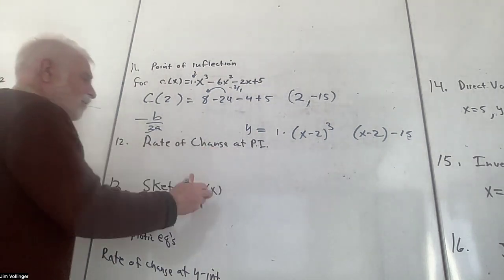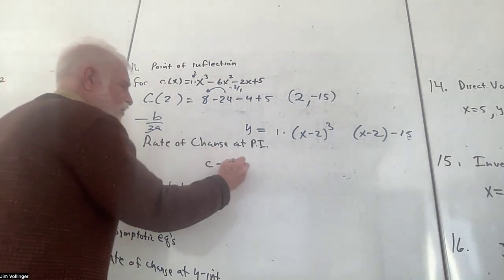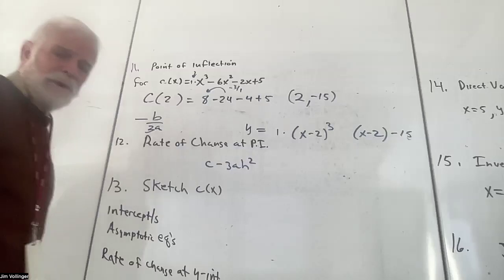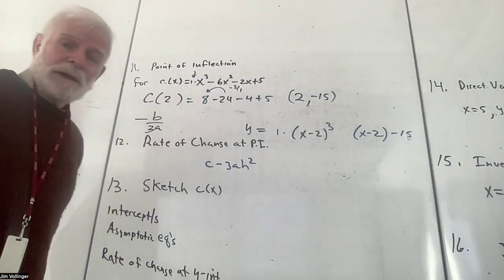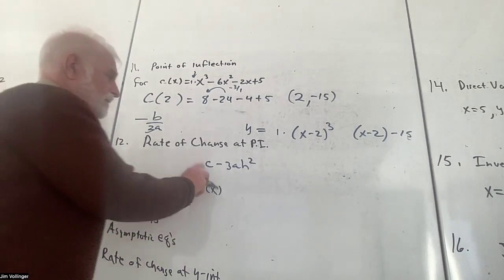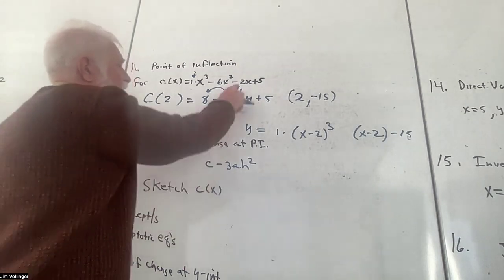And the rate of change at the point of inflection comes from c minus 3ah squared. I'll eventually explain to you how I got that. I got that before I started teaching calculus, so I didn't use calculus. C, in this case, is minus 2.